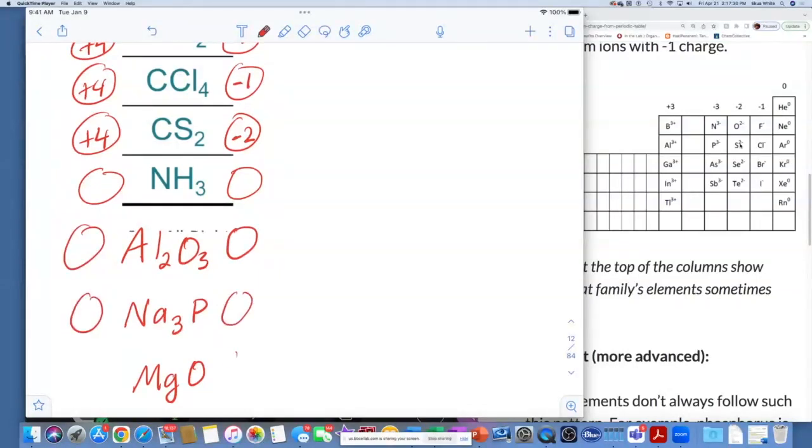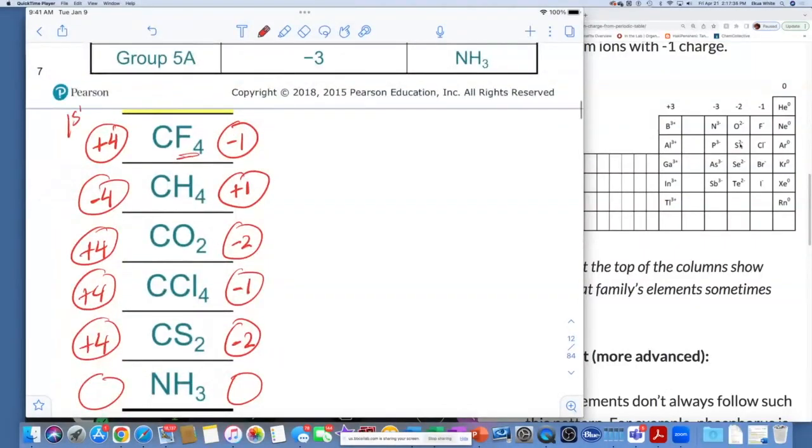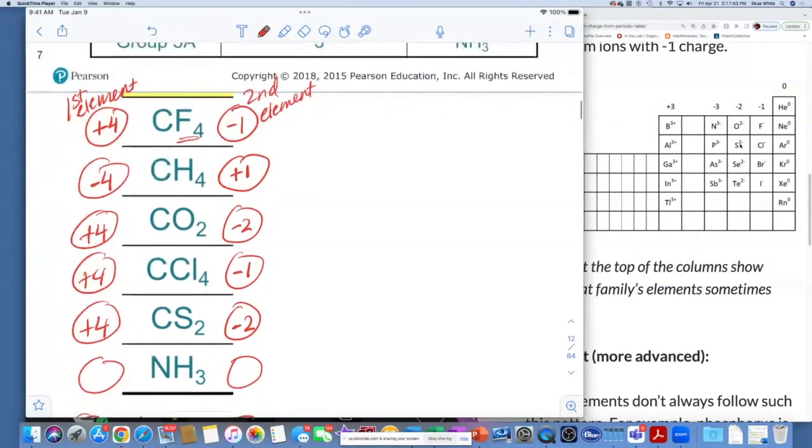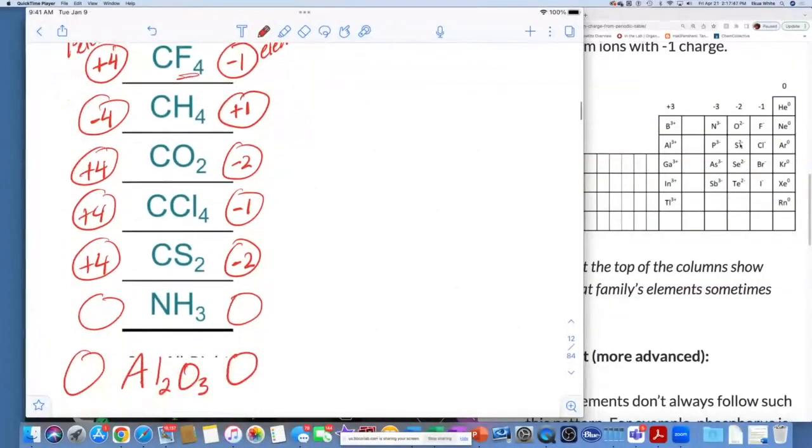Remember, these are the oxidation numbers for the elements. The one on the left, these are the first element in the compound. The one on the right is the second element in the compound. Okay, just in case you're wondering. First element, second element, because I'm trying to make use of the space I have.